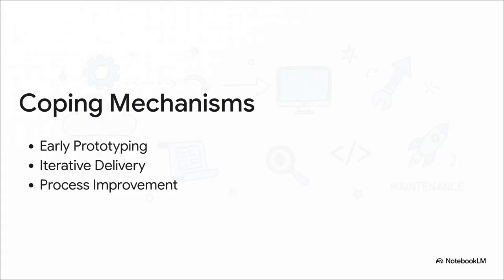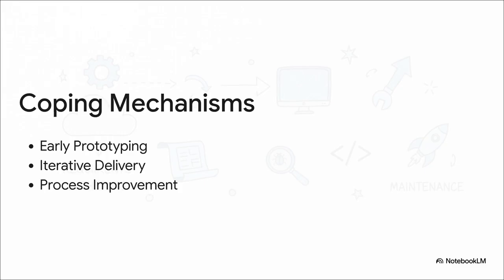Since change is literally inevitable, modern processes have to include mechanisms to cope with it. First, early prototyping. By building a quick, early version, stakeholders can play around with it. This helps anticipate required changes before you've done all the heavy lifting. Second, iterative delivery. If you deliver the system in smaller versions or increments, it's way easier to make changes without breaking the whole entire system.